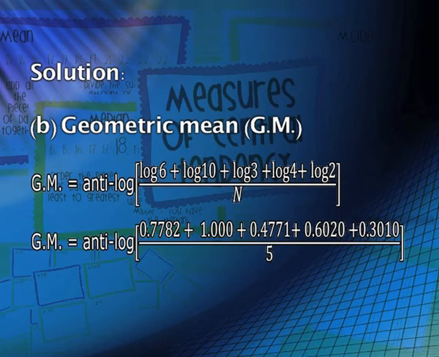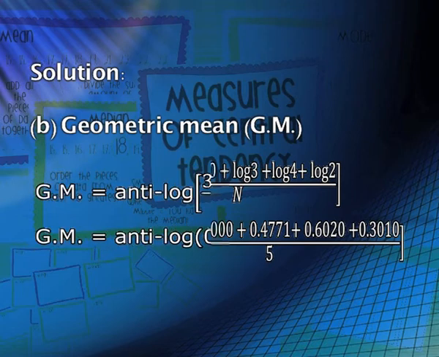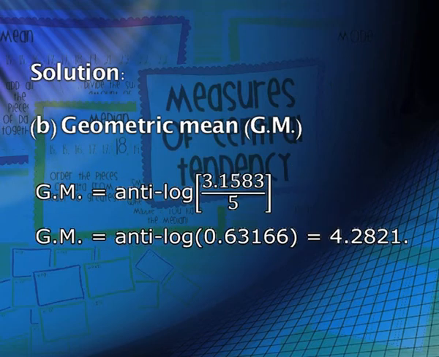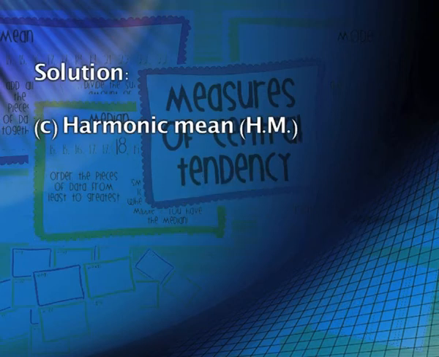0.7782 plus 1.000 plus 0.4771 plus 0.6020 plus 0.3010, and the whole thing is divided by 5. So geometric mean is equal to anti-log of 3.1583 divided by 5. So again, geometric mean is anti-log of 0.63166. So that is equal to 4.2821. Now let's come to the third part.